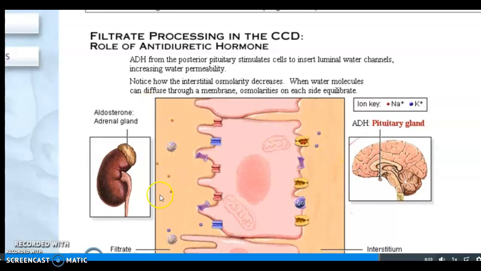But ultimately what we're doing is we're pulling water out of the urine so we don't lose too much of it, because we shouldn't be releasing these two hormones unless we are dehydrated. If we're well hydrated, we can afford to lose the water. Matter of fact, we would want to lose the water.